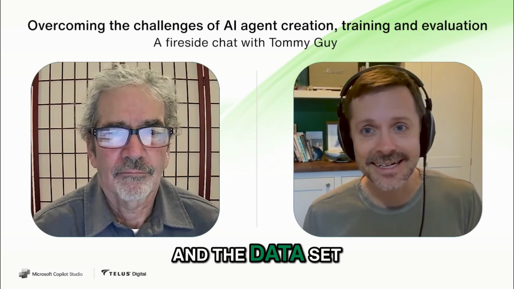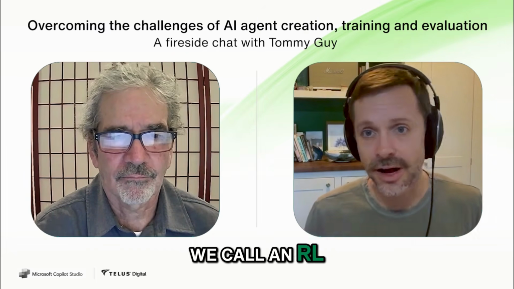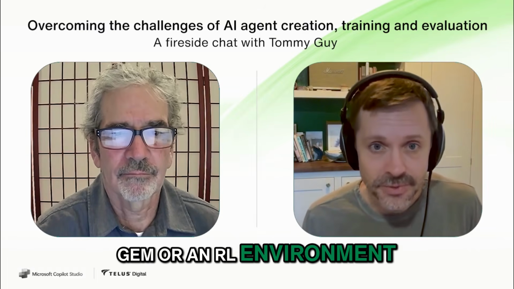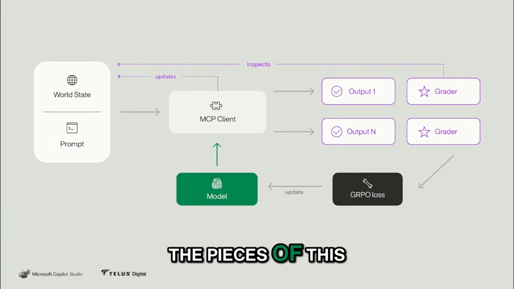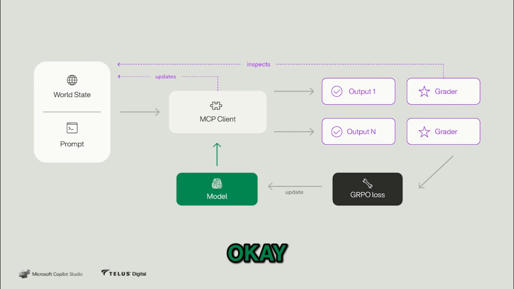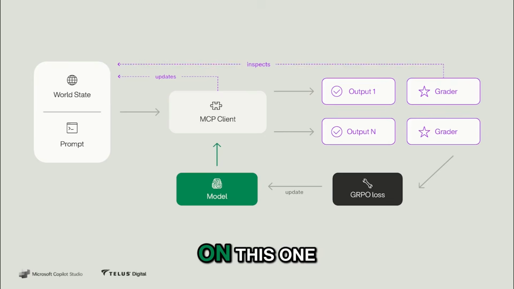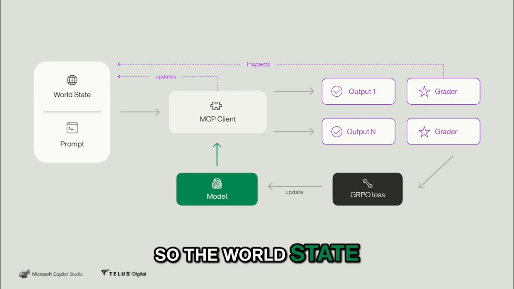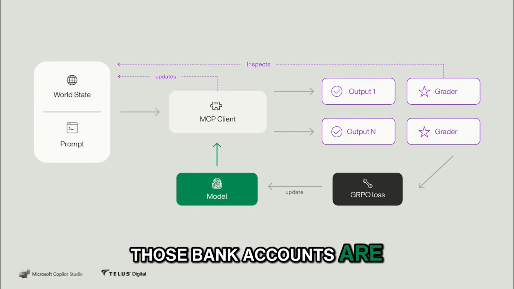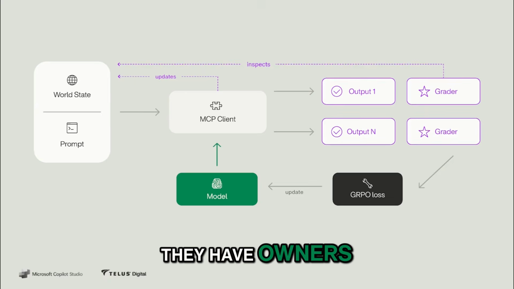And the data set that we use for reinforcement learning is what we call an RL gem or an RL environment. The pieces of this: we start with what we call a world state. One of our toy examples is actually a bank. We don't train much on this one, but it's nice to explain. So the world state here is a bank with a bunch of bank accounts. Those bank accounts are checking accounts and savings accounts and mortgages and credit cards. They have balances, they have owners, to get as much richness there as you can.